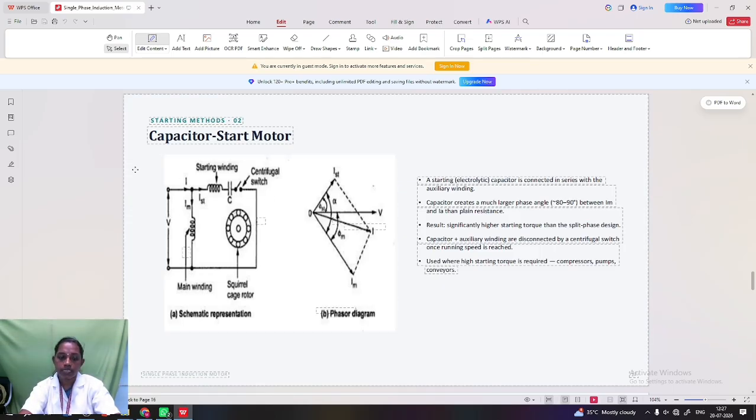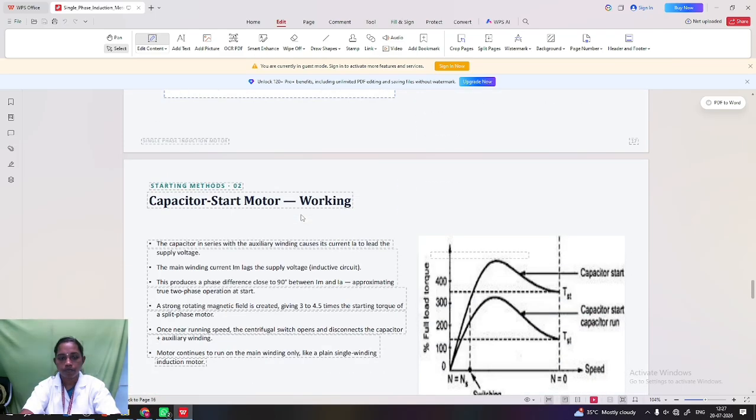This is the basic symbolic representation of the capacitor start motor. It is the same as the split phase motor. Here, in addition, we have used one capacitor only. Here alpha is more compared with the split phase motor.